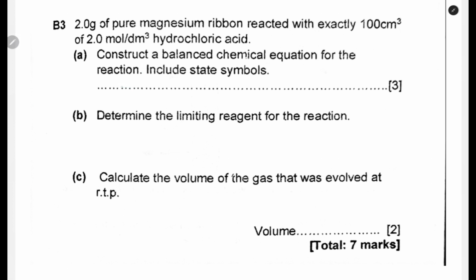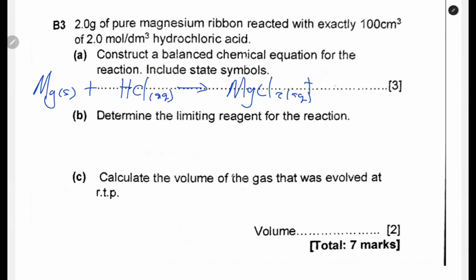To construct a balanced chemical equation, we are talking of magnesium. Others will get confused: magnesium ribbon and magnesium are one and the same. So we have magnesium, which is solid, reacting with hydrochloric acid, HCl, which is aqueous. Then now to form what? A salt, which is magnesium chloride, which is aqueous. Then hydrogen gas, because it's an acid and a metal that is reacting, which is a gas.